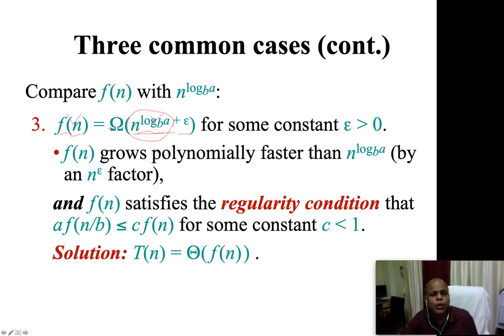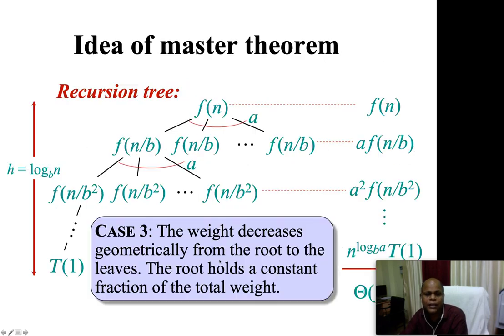If Fn is going faster than the leaves, then Tn will be dominated by your Fn. Hence, Tn will be theta of f of n. In that case, you have to take the regularity condition: A times f of n by b is less than or equal to C times f of n. If this regularity condition is satisfied, only then can we write Tn is equal to theta of f of n. Okay, now this is the same case as in the last two cases, where we have given an induction.